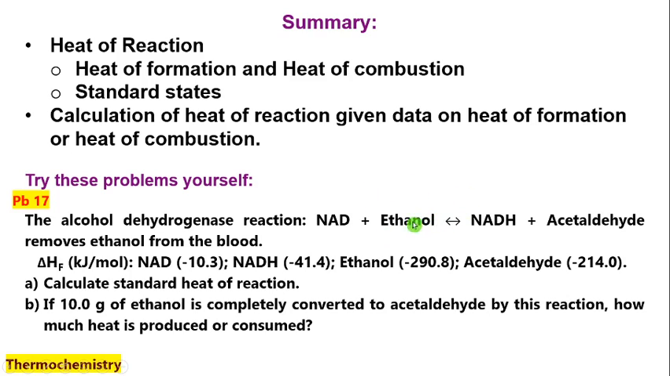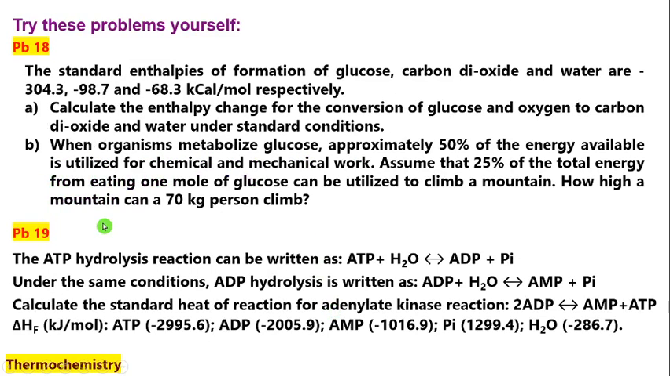So when 1 mole of ethanol is reacted, you get that much kilojoule of energy, right? 1 mole of ethanol means 46 gram. Mole multiplied by molecular weight gives you gram. So when 46 gram of ethanol is reacted, that much amount of energy is released. So if 10 gram of ethanol is reacted, how much energy is released? You can calculate using the cross multiplication method, right? So that is how you have to solve the problem. Very similar to that, you have problem number 18 and problem number 19. So you try these 3 problems yourself.